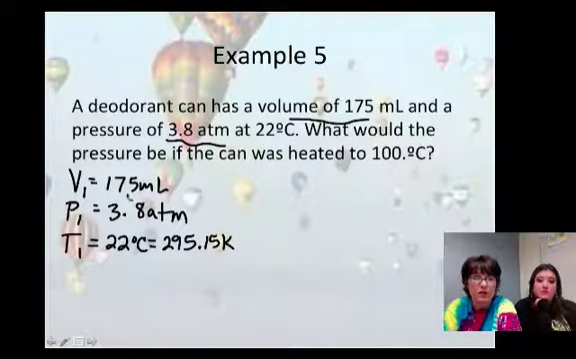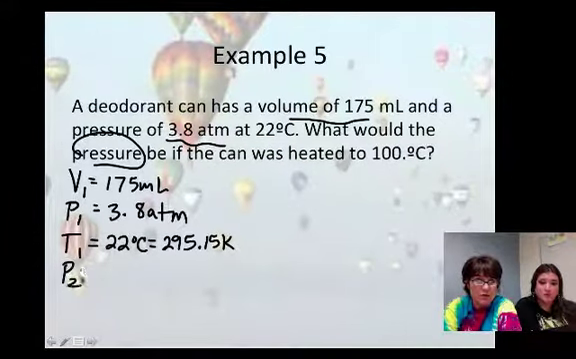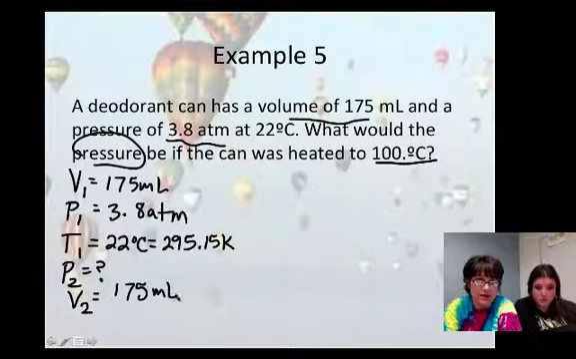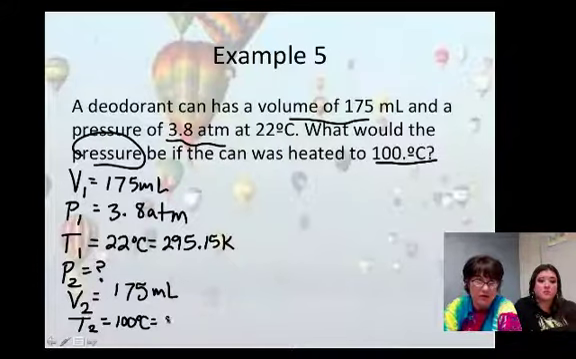Okay, what would the pressure be? There's our target. So P2 is our target. What would the pressure be if the can was heated to 100 degrees Celsius? All right, so the can is still the same can, right? So we still have the same volume. Cans don't really expand and contract like a balloon does. And then the temperature is 100 degrees Celsius. So add 273 to 100. 373. Yep.